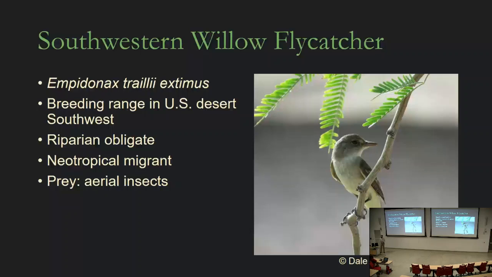So willow flycatchers will tend to take a prominent perch in the forest, like in this picture, where they can see pretty well and they have some room to fly, wait for an insect to fly by, and then pursue it through the air.